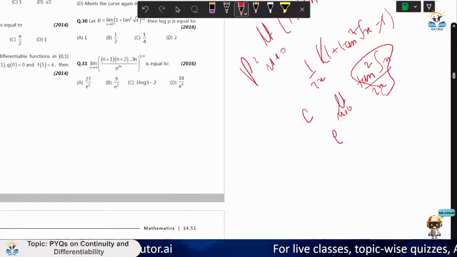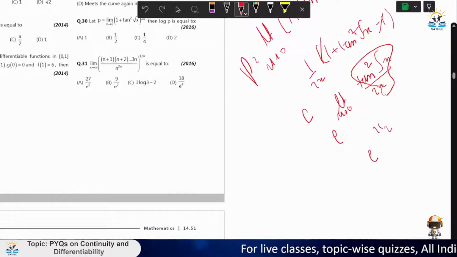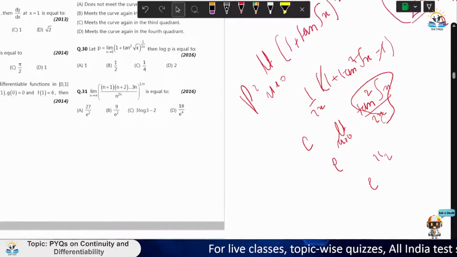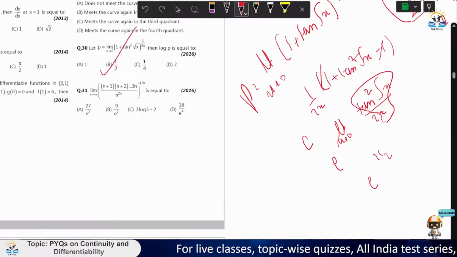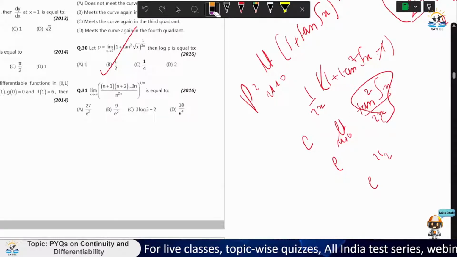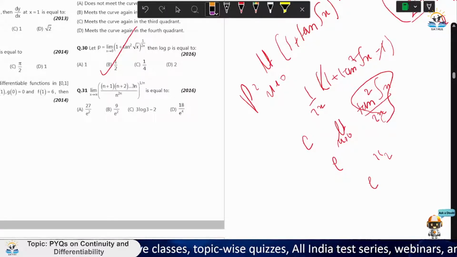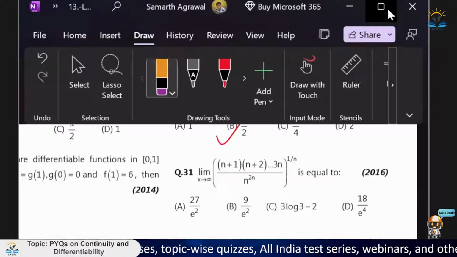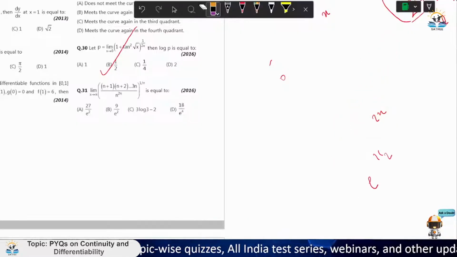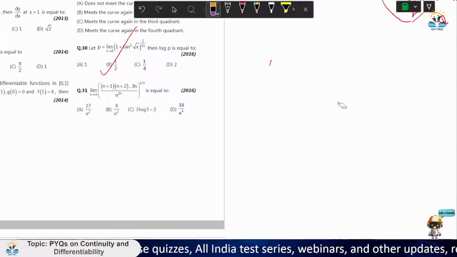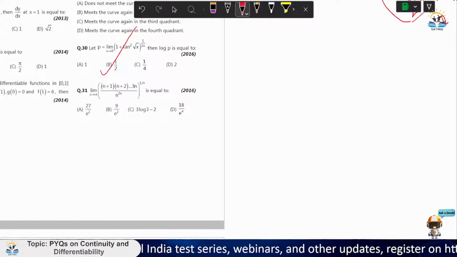So it goes to 1 and I'm left with e to the power 1 by 2. And that is my answer. Very easy again. These are all JEE-Main questions, guys. Nothing too advanced. We're practicing up for JEE-Mains right now. So why not? Then we have another question, this limit question.